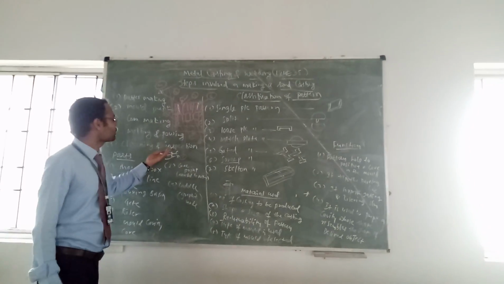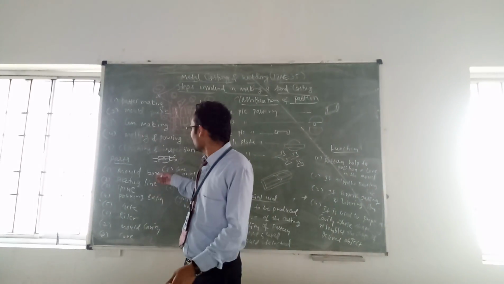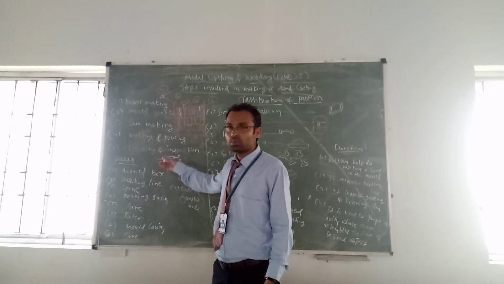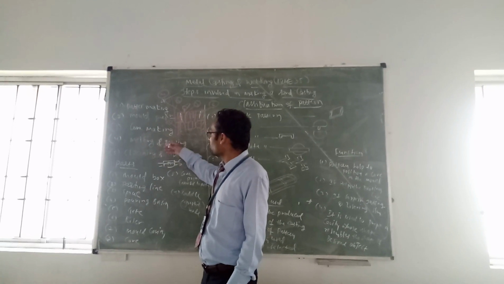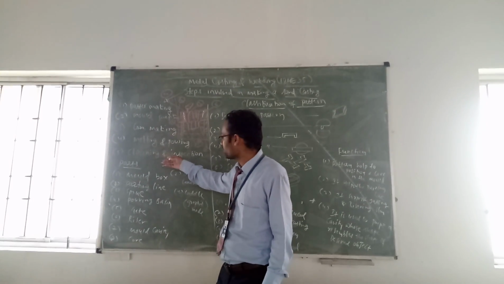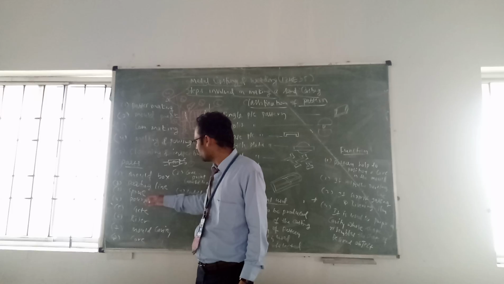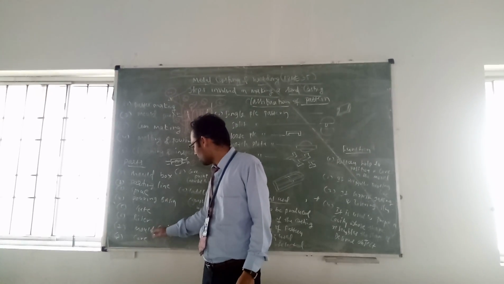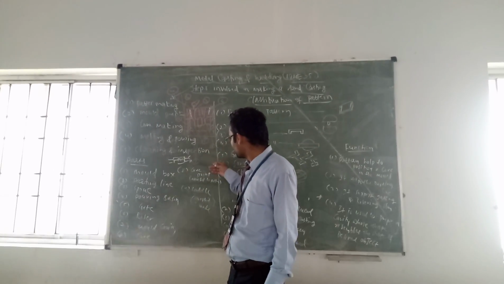Next one is parts of pattern. This is the terminology. What are the parts, or how we prepare the mold for casting? First one is the mold box, parting line, sprue, pouring basin, gate, riser, mold cavity, core print, ladle.